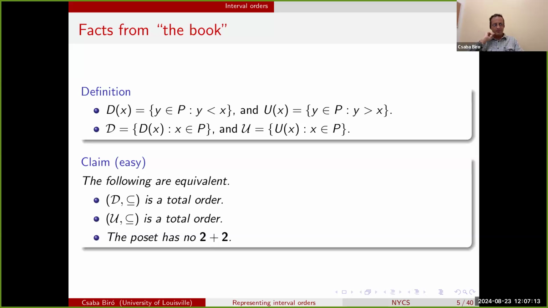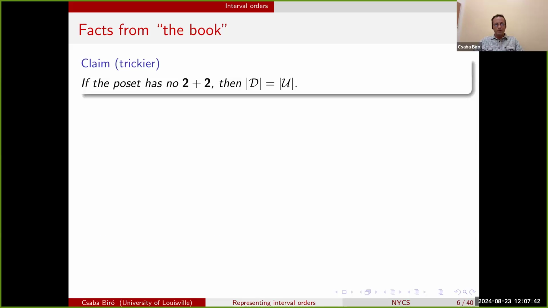So here is a simple claim. This could be given as an exercise in a class to show that these three are equivalent. The first one is that the set of down sets is totally ordered by inclusion. The second one is that the set of upsets is totally ordered by inclusion. And the third statement is that the poset has no 2+2. So we can start with a poset that has no 2+2, and we want to prove that it's an interval order.